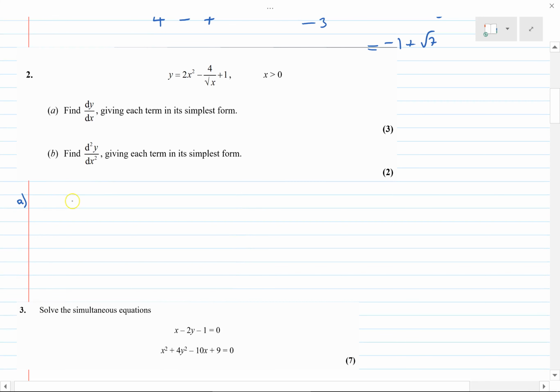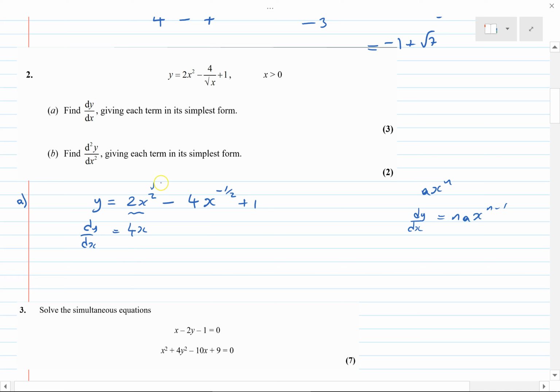So part a, y equals, let's just write the question out, minus 4x to the minus half plus 1. Remember, we really want to get it into ax to the n to differentiate, because we can then use dy by dx is equal to n ax to the n minus 1. I'll write that little out there. Now we've got it in that form, we can say dy by dx, this bit is 2 times 2, which is 4.